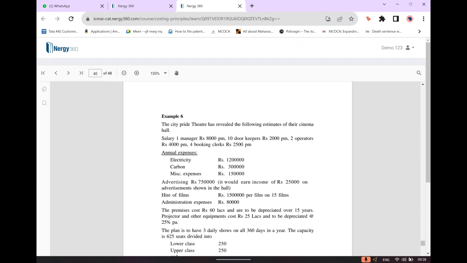Then next one. The City Pride Theatre has revealed the following estimates of the cinema hall. Salary for one manager is 8,000 per month. 10 doorkeepers, it is 2,000 per month. 2 operators, it is 4,000 per month. And 4 booking clerks, it is 2,500 per month.